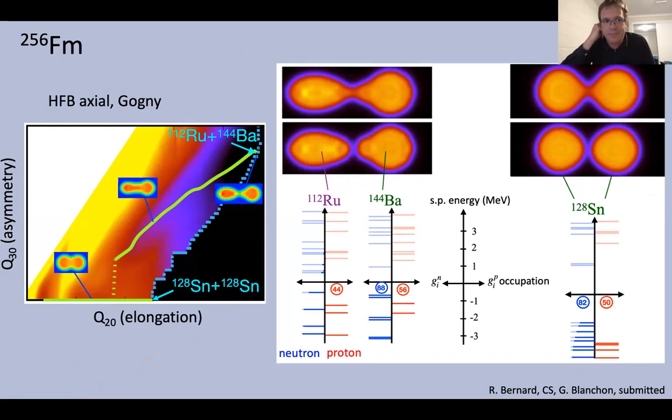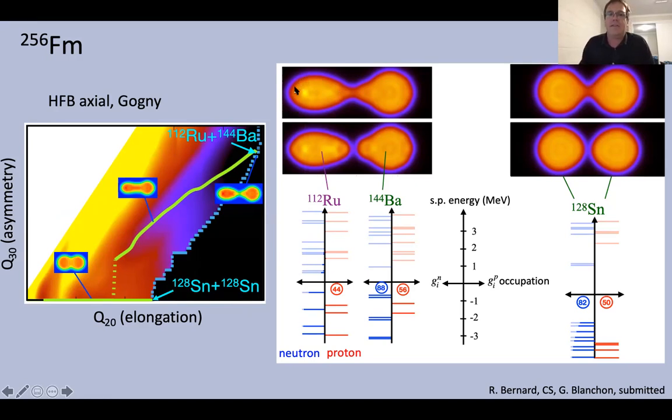Yes, we can. In fermium 258, it's actually the main mode we would observe. This calculation, which is shown here, is for fermium 256. This one is mostly asymmetric. So you have a potential energy surface which shows that the asymmetric mode dominates, and in particular producing barium 144. But there is also a shallow symmetric valley, you don't really see it with the color code, which produces two tin 128 fragments.